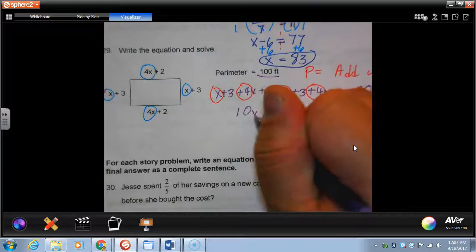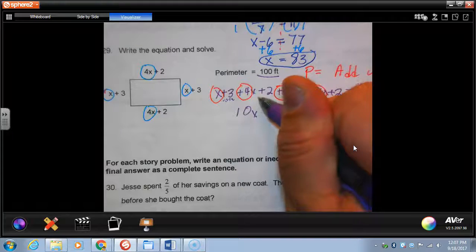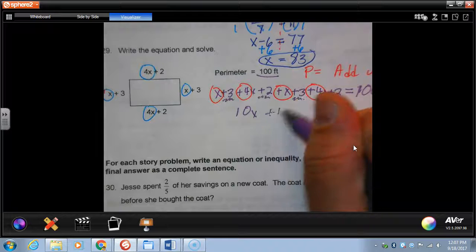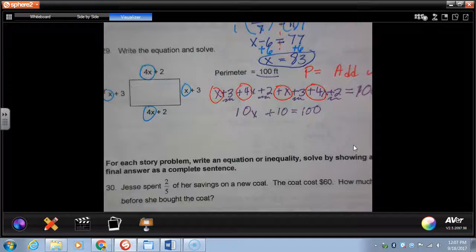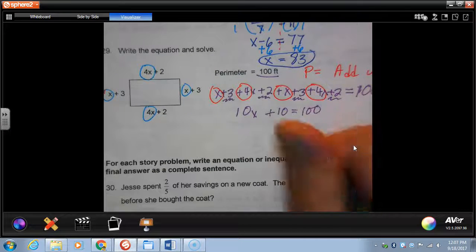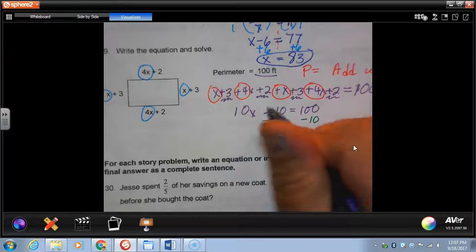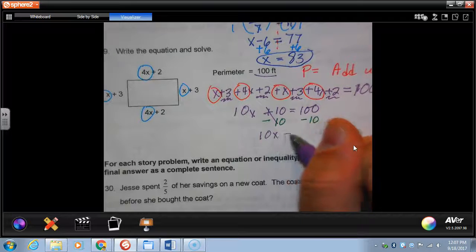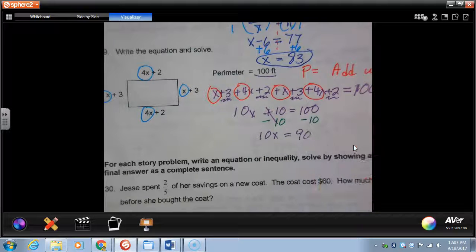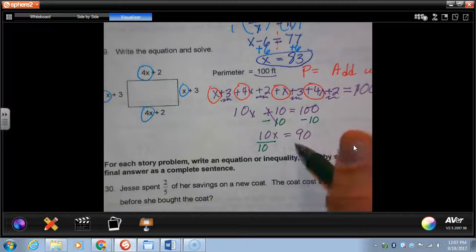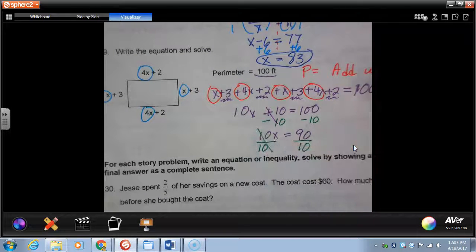10x, and then your constants 3, 5, 8, 10. Subtract 10 from both sides. And you get 10x equals 90. So what is x going to equal? Divide by the coefficient 10. Very good.